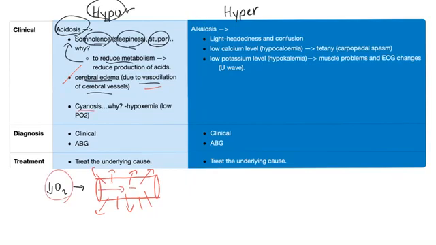Cyanosis. Why? I've told you, you have hypoxia due to hypoxemia. Okay, how to diagnose hypoventilation or respiratory acidosis? Clinical, and use the ABG. Treatment, treat the underlying cause.